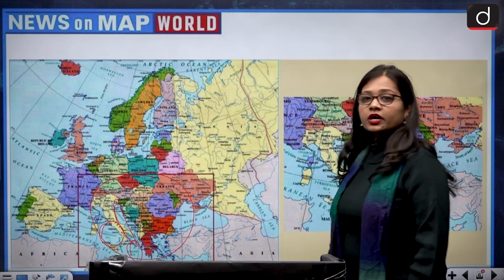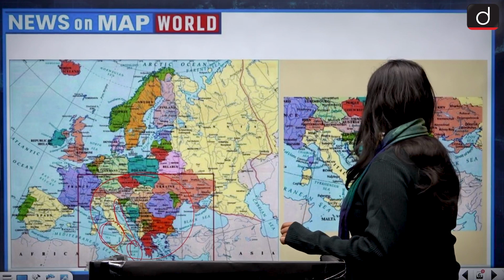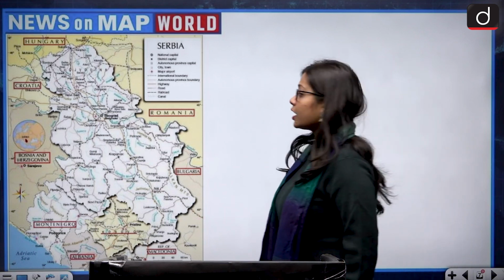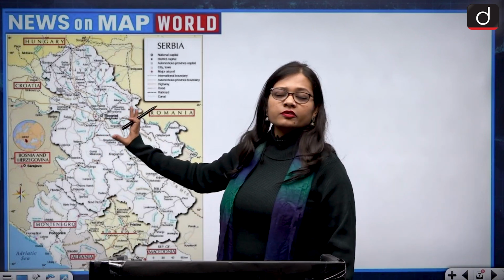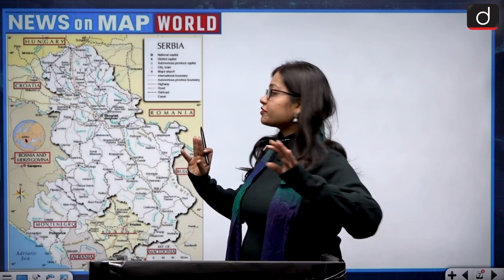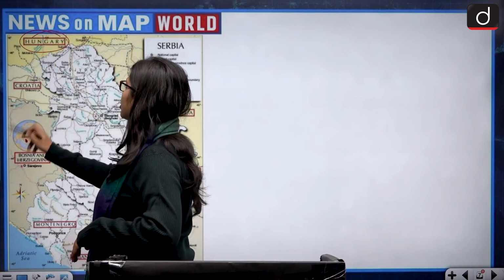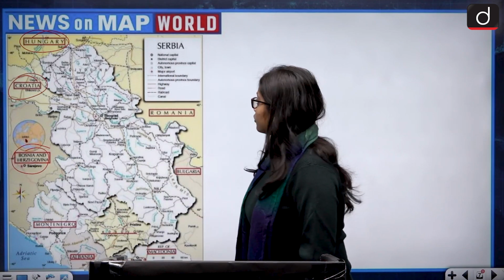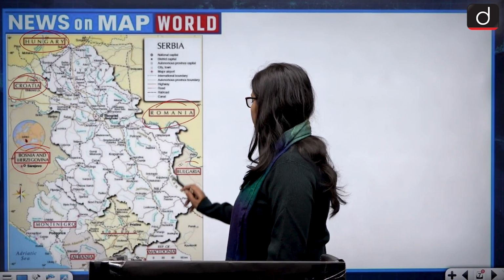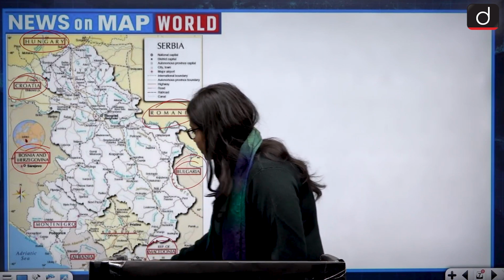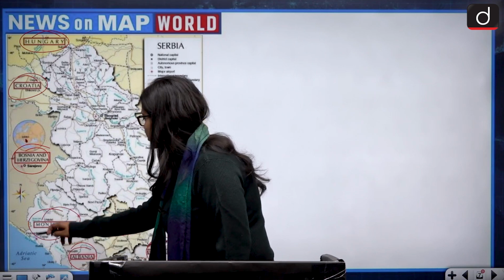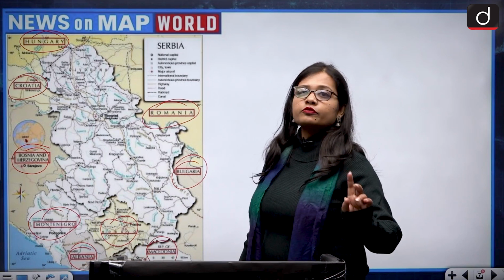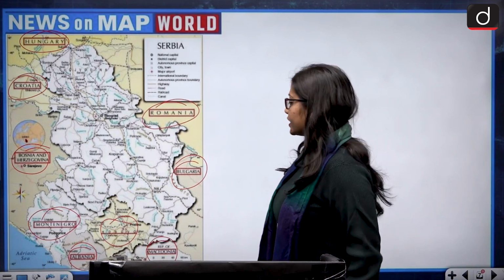Now if we talk about the country Serbia, then yes, Serbia is a country which is a part of the Balkan Peninsula. If we look at the map of Serbia, this is how it looks. The bordering countries of Serbia are Hungary to its north, Croatia and Bosnia and Herzegovina to its west, Romania and Bulgaria to its east, and Macedonia, Albania, Montenegro and Kosovo to its south. The country with which it is not sharing a border is Italy.